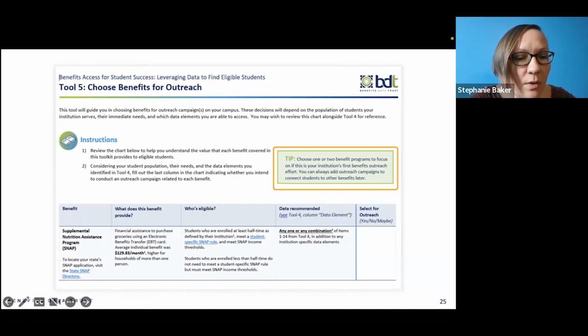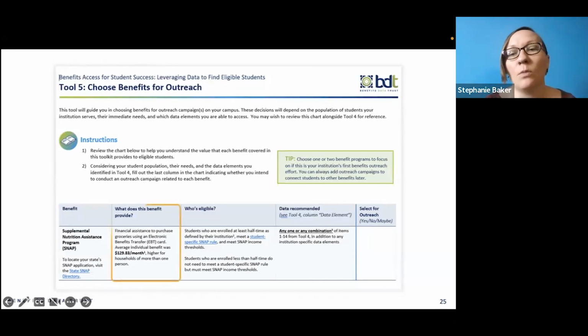And then each row in the chart on this toolkit walks through one of the benefits covered in the toolkit, and it gives some information about what the benefit actually provides, who on your campus could be eligible for that benefit, and what data we recommended from tool 4 to actually include in building an outreach list of students to get outreach about that particular benefit. And finally, a place to denote yes or no, or maybe we're thinking about whether we're going to do outreach for that particular benefit on a campus.